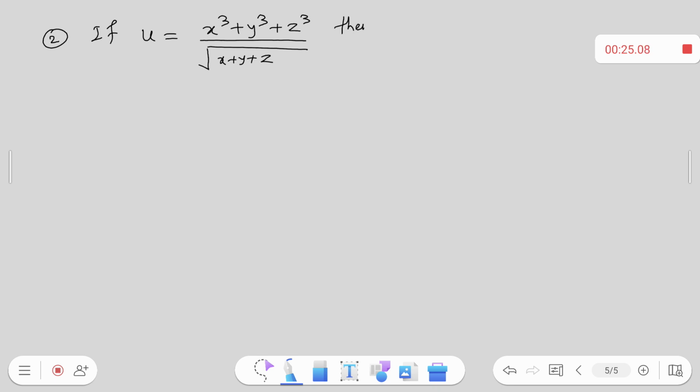Next example. If u is x cube plus y cube plus z cube upon root x plus y plus z, then find x del u by del x plus y del u by del y plus z del u by del z. That is x ux plus y uy plus z uz.